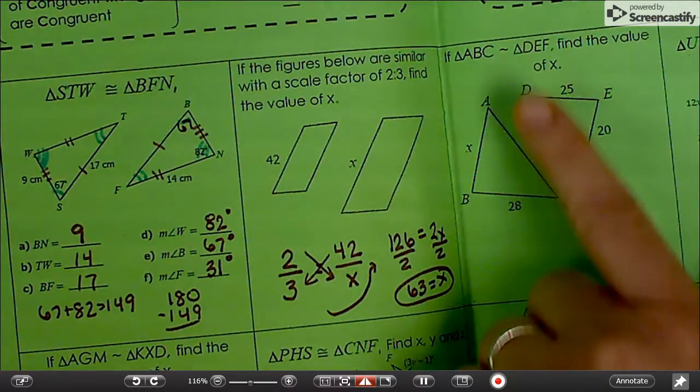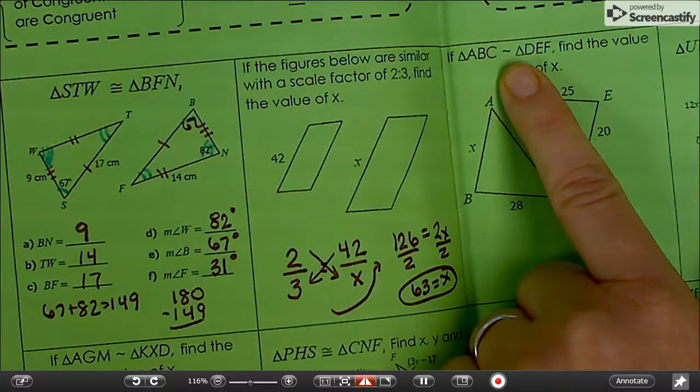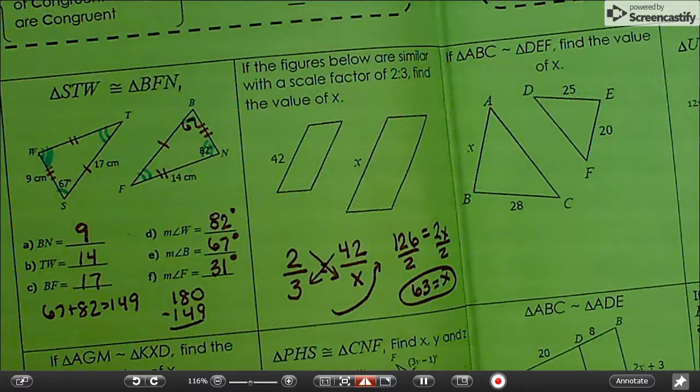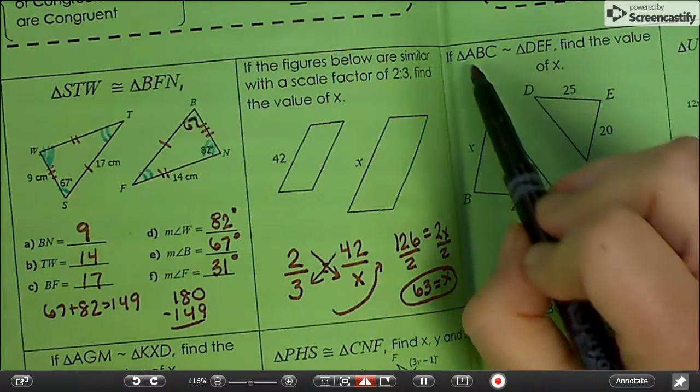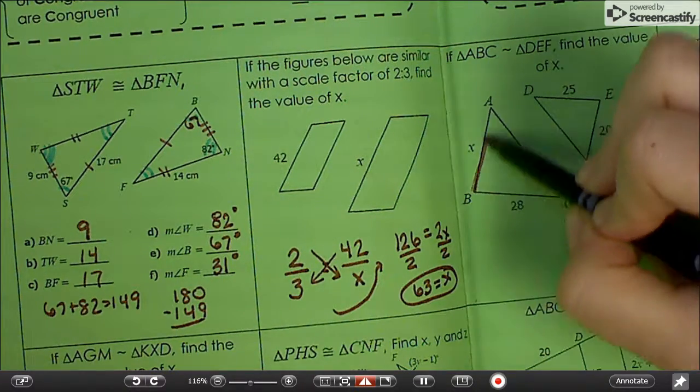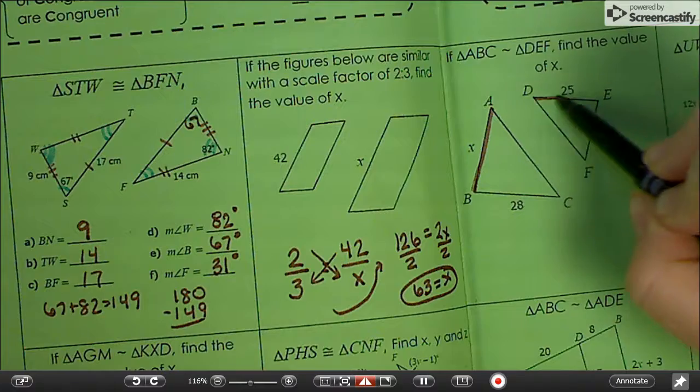Okay. This symbol means similar. So we need to set up a proportion. We're talking about sides, not angles. And I'm going to color code again the sides that match based on our similarity statement. AB corresponds with DE.